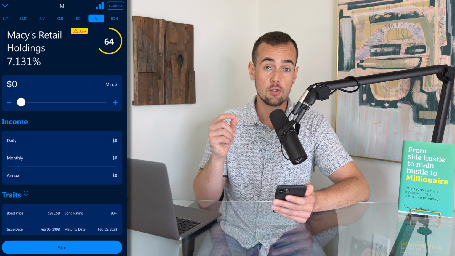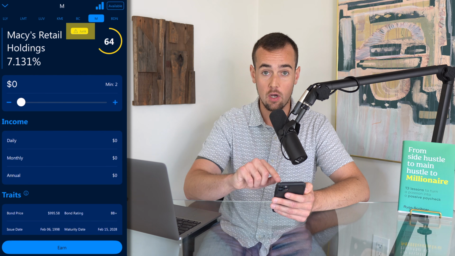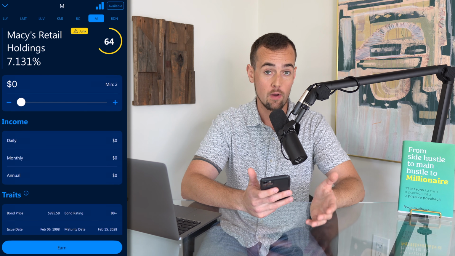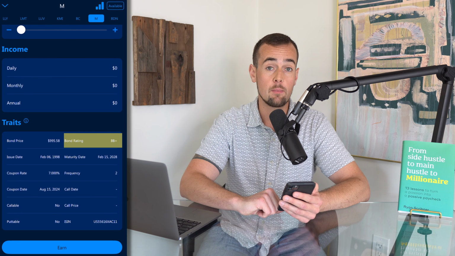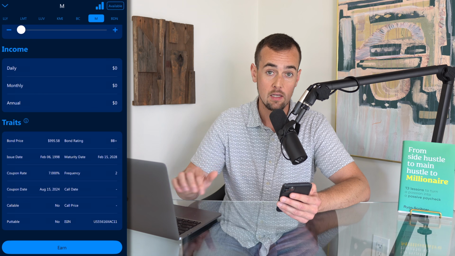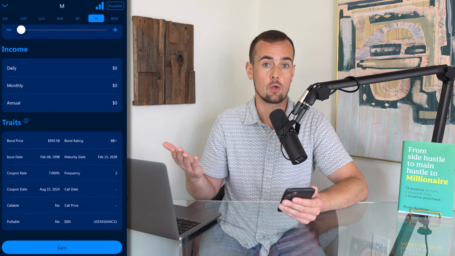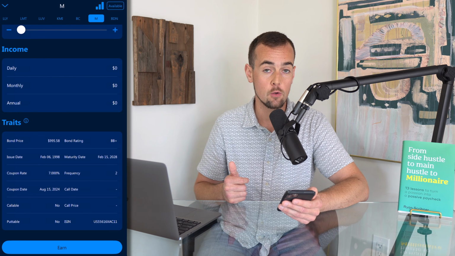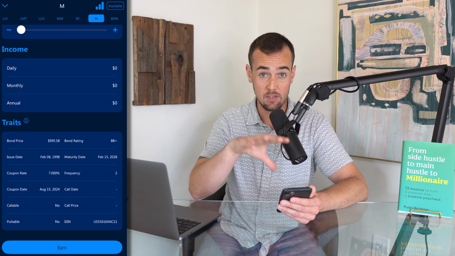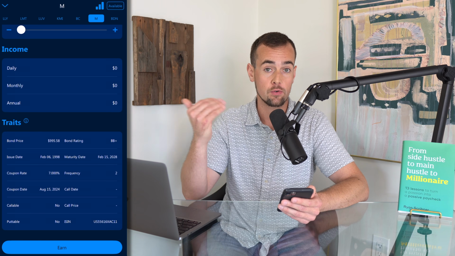However, you do want to keep an eye out for this little yellow sign right here that says junk, indicating that this is a junk bond based on their credit rating. We can see the bond rating is a BB+, which is just below the threshold for being investment grade, making this a junk bond. Now, that doesn't necessarily mean that Macy's is going to default on their obligation to pay you back, but it does mean that there is more risk involved with their business, and that is why their credit rating is a little bit lower and the interest rate is higher.